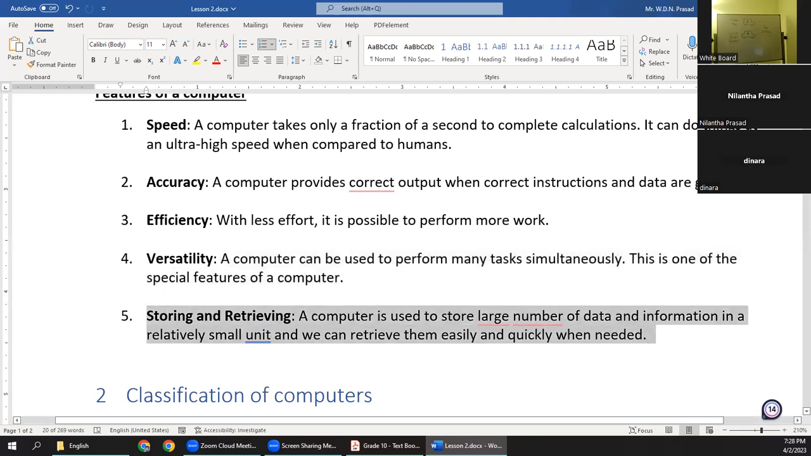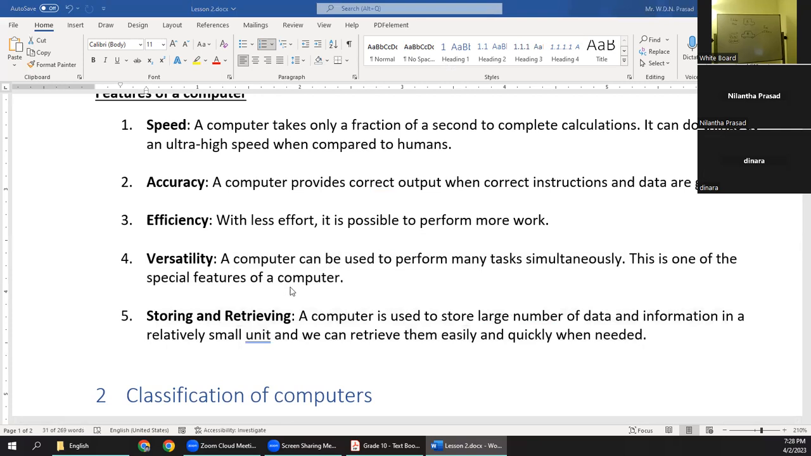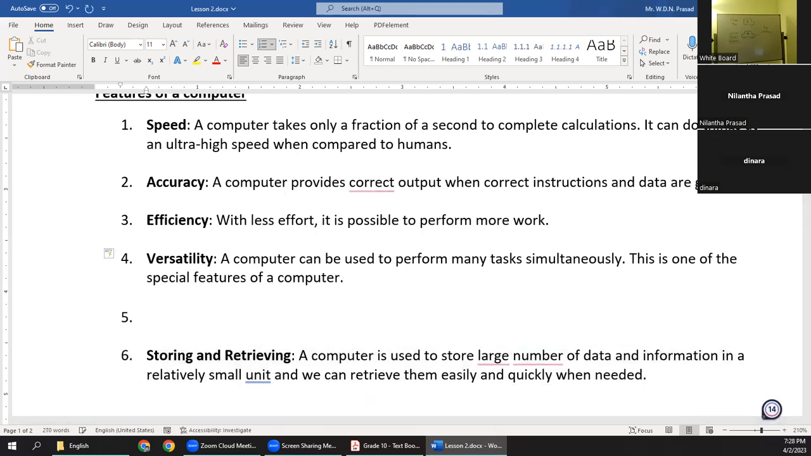So write this also. Make a clear copy. So write in all these three and complete the note. Then we come to the classification of computers. So versatility means it is able to run or do different things at the same time. And we'll put an example here.